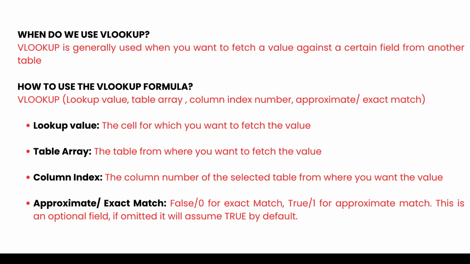So summarizing what we have learned in this video, VLOOKUP is basically used when you want to fetch a value against a certain field from another table. And the formula for VLOOKUP has 4 arguments in it. The first being the lookup value, which is basically the cell for which you want to fetch the value. The second being the table, so where you select the table from which you want to fetch the value. The third being the column number. The column number is basically the number of the column from which you want to fetch the value, and the fourth is the exact match or an approximate match. So you pass false for an exact match and you pass true for an approximate.